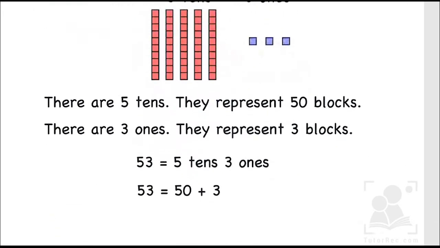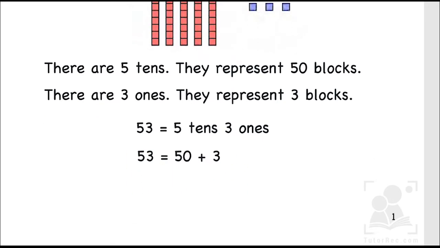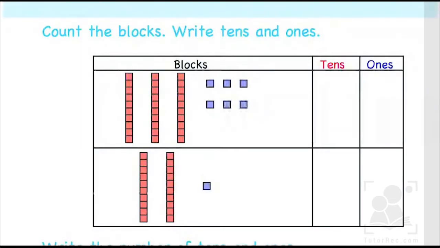As you can see here, it is described over here. There are 5 tens. They represent 50 blocks. There are 3 ones. They represent 3 blocks. So 53, we can write as 5 tens and 3 ones. Or mathematically we can write 53 equals 50 plus 3. Let's move to the next page.